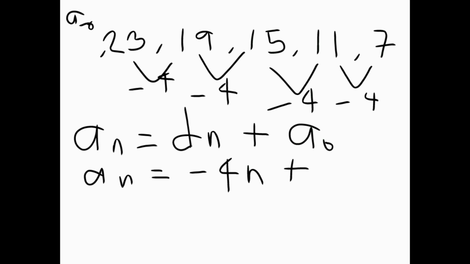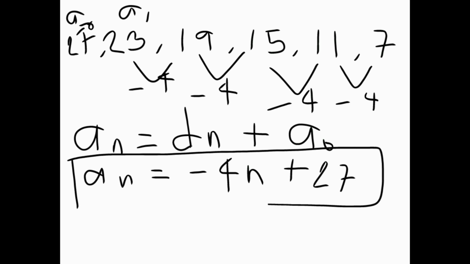So our zero term, this is the first term. Since we have a common difference of negative 4 going to the right, if we're going to go to the left, we're going to add 4 to 23. So that is 23 plus 4, we have 27. So 27. And this is now our final answer. This is the explicit formula of this sequence.